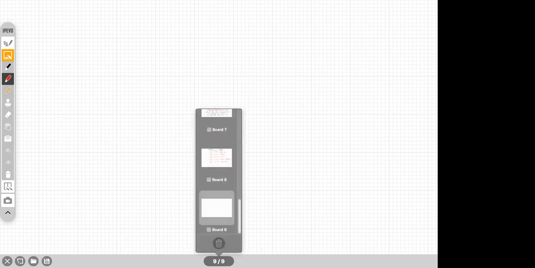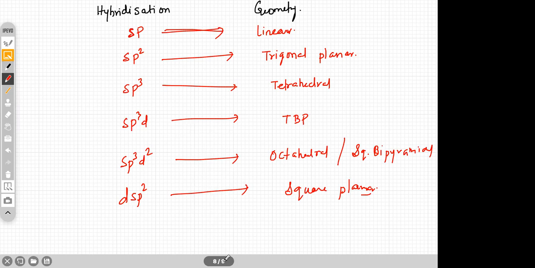The number of hybrid orbitals formed equals the number of atomic orbitals combined. Okay, I'll go back. The number of hybrid orbitals formed equals the number of atomic orbitals combined. Last point is the number of hybrid orbitals formed equals the number of atomic orbitals combined. Okay. This table you draw.